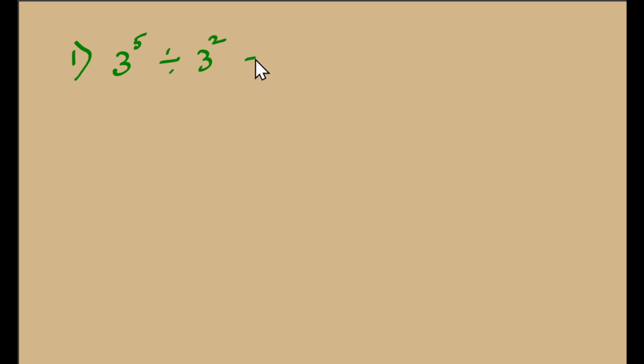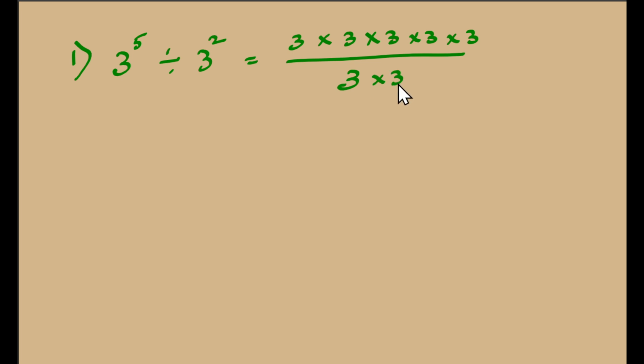So what do we have? We have 3 repeatedly multiplied 5 times in the numerator: 3 times, 3 times, 3 times, this is 5 times, and we have in the denominator 3 into 3. So how do we proceed? We just cancel out the common 3's, right? So 3, 3, and so 9 is cancelled, and what are we left with? 3 3's, that is 3 cube or 3 raised to the power 3.